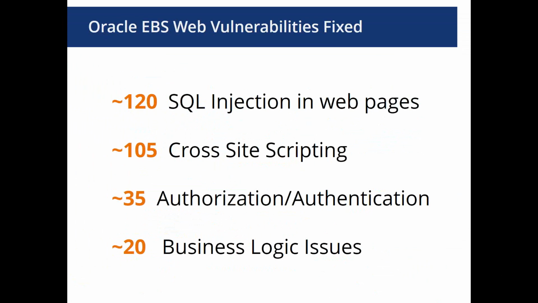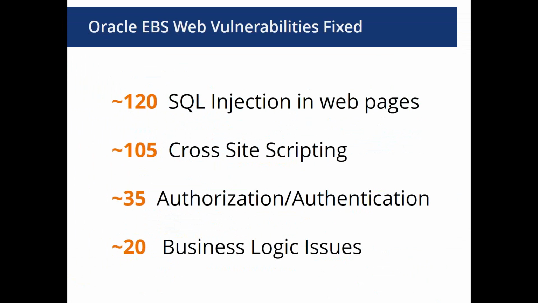Authorization and authentication issues are ones where I can potentially bypass the sign-on screen and access data. I can potentially access somebody else's account that I'm not authorized to. There have been about 35 of those. And then there have been about 20 business logic issues, where I can basically circumvent something. I can maybe do something I'm not supposed to. I can actually access other people's pages, things like that.